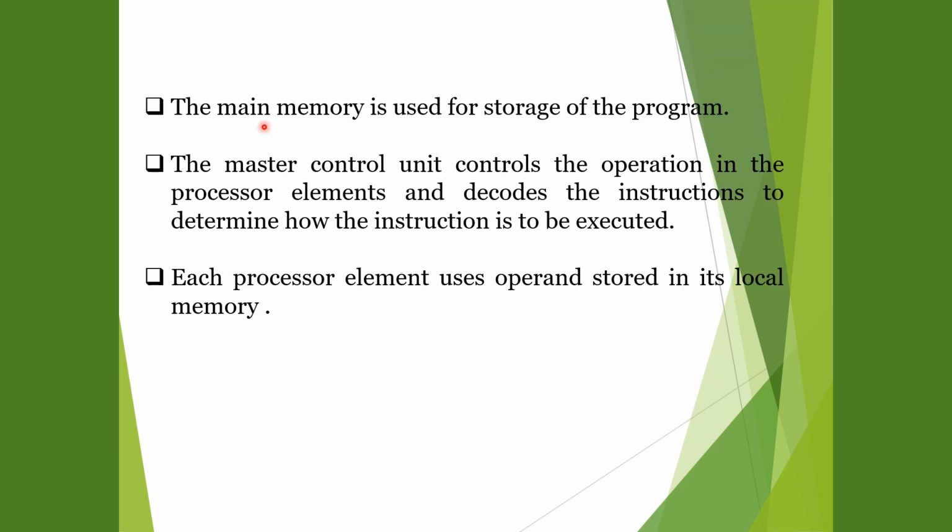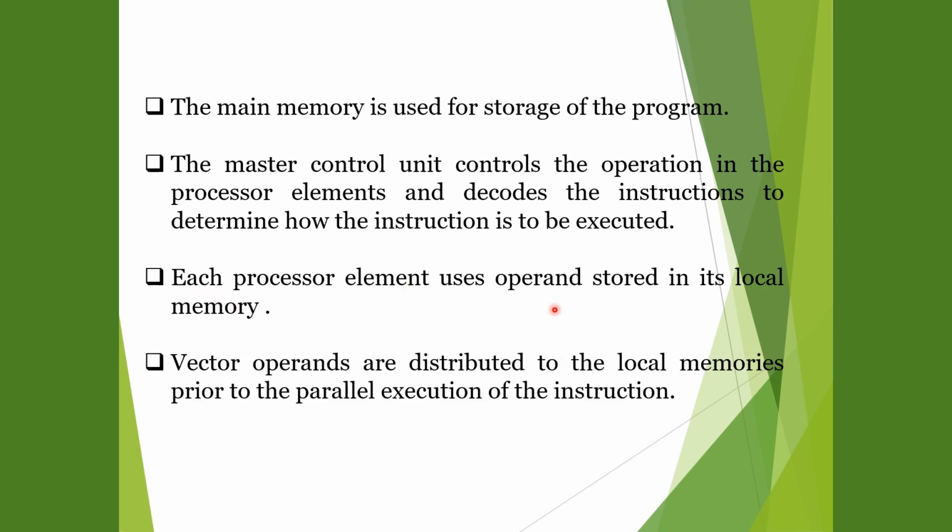The main memory is used for storing the program. The master control controls the operation of the processor elements, and it decodes the instruction, thus determining how the instruction is executed. Each processor element uses operands stored in its local memory M, and vector operands are distributed to local memories prior to the execution of the instruction. So first the operands are stored in the local memory, and then we execute the instruction.